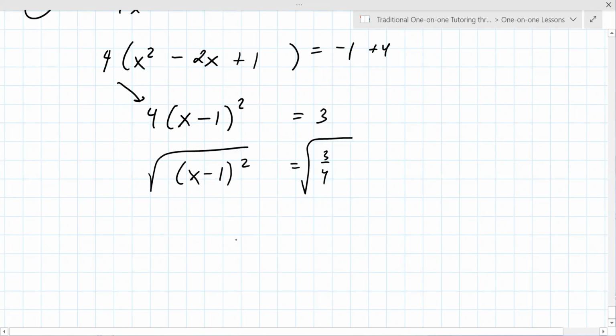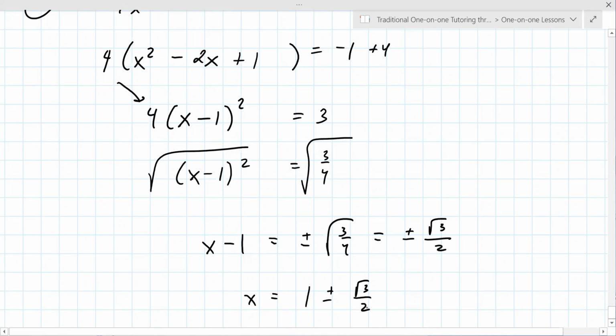Square root of both sides. X minus 1 equals plus or minus the square root of 3/4, which is plus or minus the square root of 3 over 2, because the 4 is nice. Then you add 1 to both sides. So you get 1 plus or minus square root of 3 over 2.